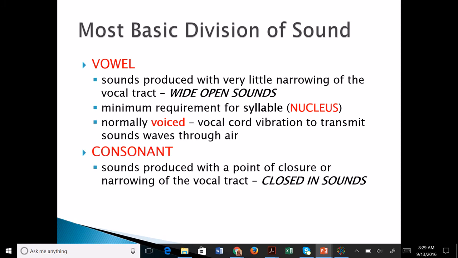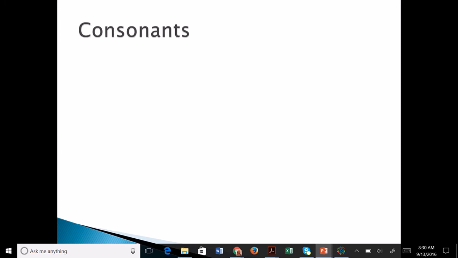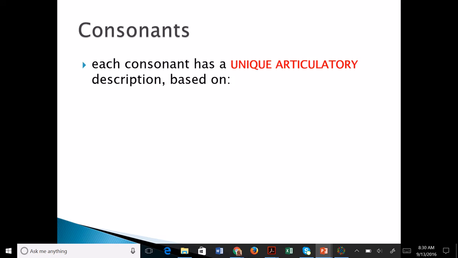Consonants, on the other hand, are closed-in sounds where there's some kind of obstruction at some point of the vocal tract. And most of the consonants are also voiced with vocal cord vibration, but for consonants we have the option of certain consonants to be voiceless. So we stop the vocal cord vibration for certain consonants. And then the consonants get carried on out along with the vowel in a syllable unit.